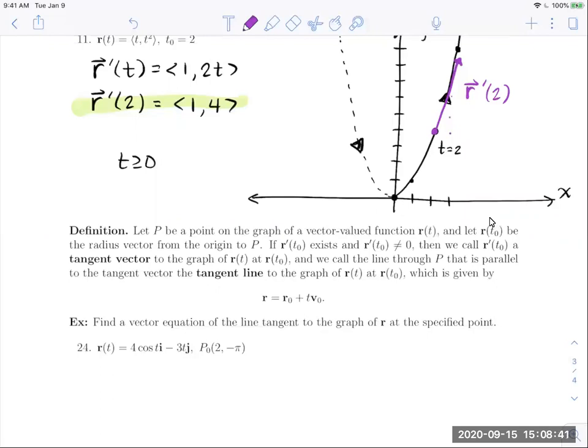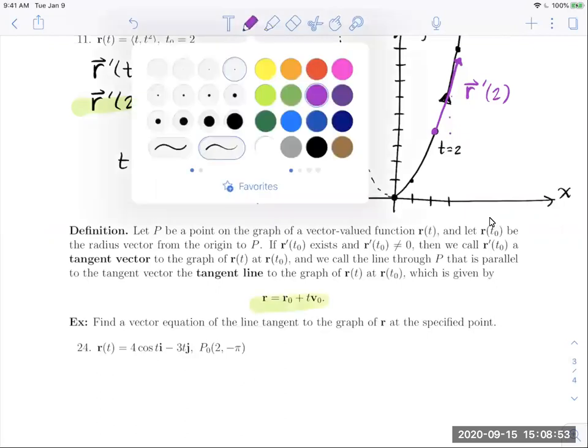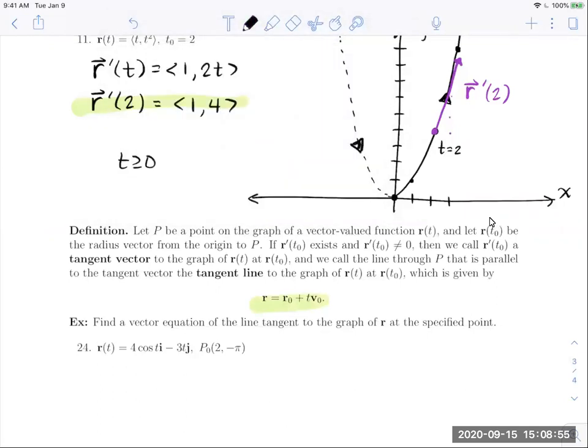And we call the line through P that is parallel to the tangent vector the tangent line of the graph. And so this equation right here should look familiar. It looks like the parametric equation of a line. So way back in section 11.5, we had learned about parametric equations of lines. In particular, we took the point and we added it to t times the vector.